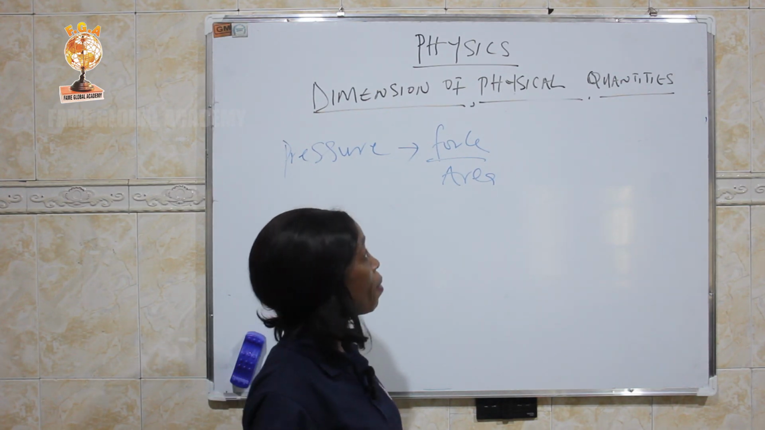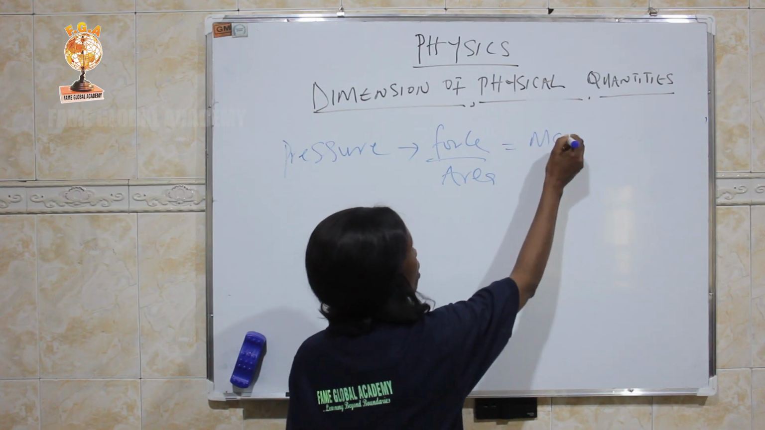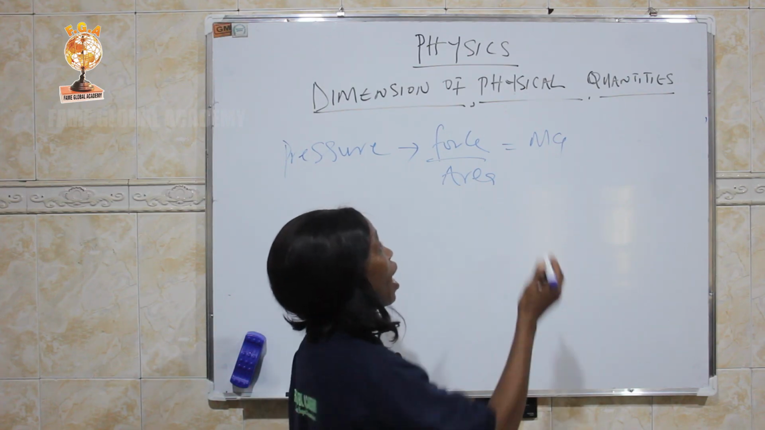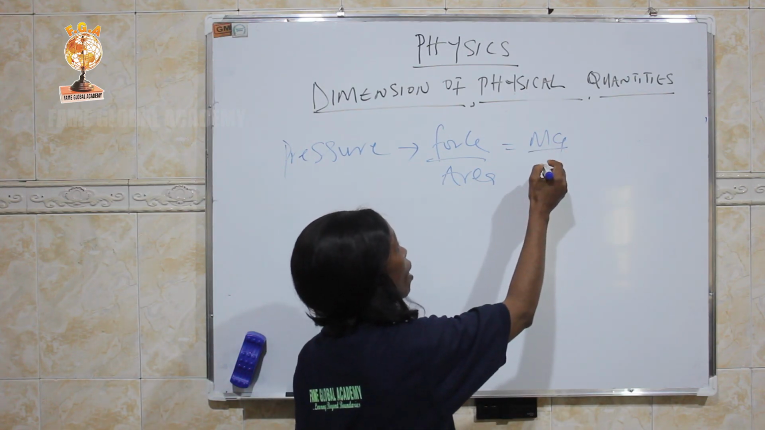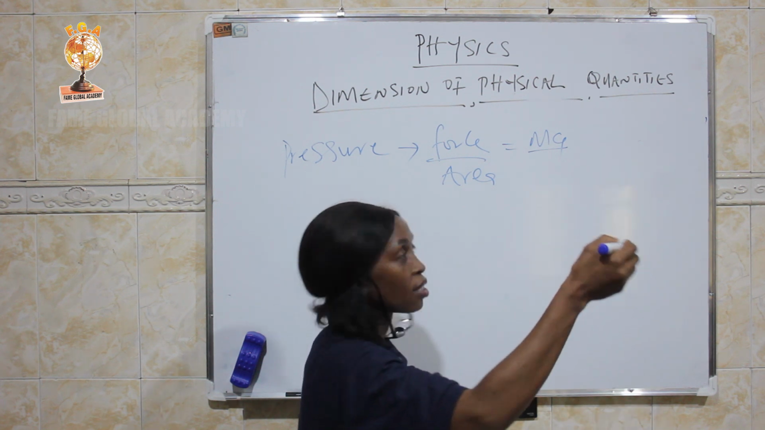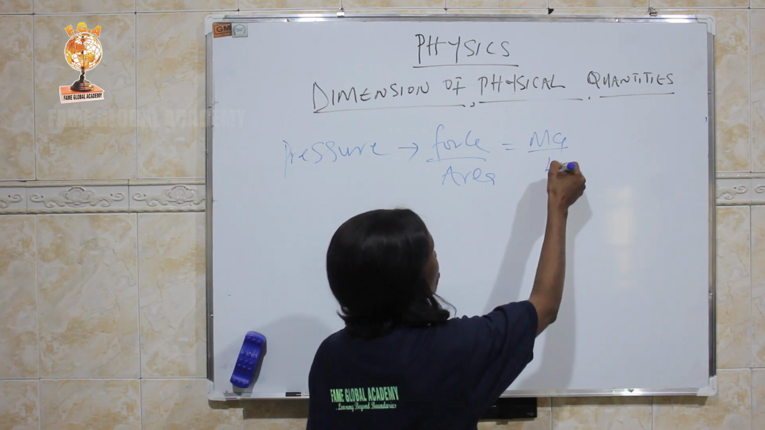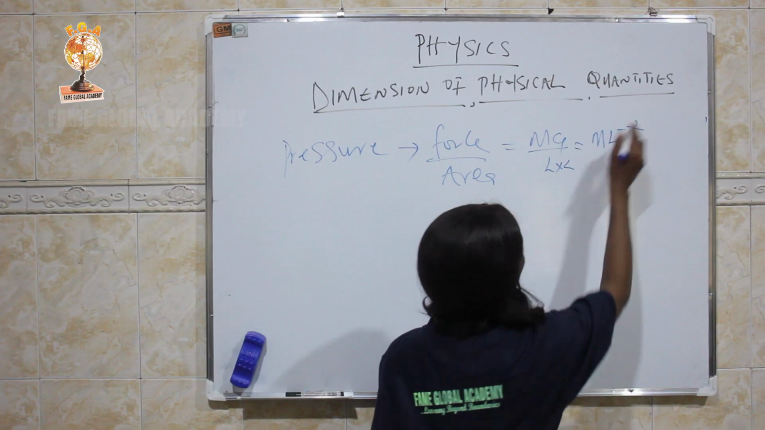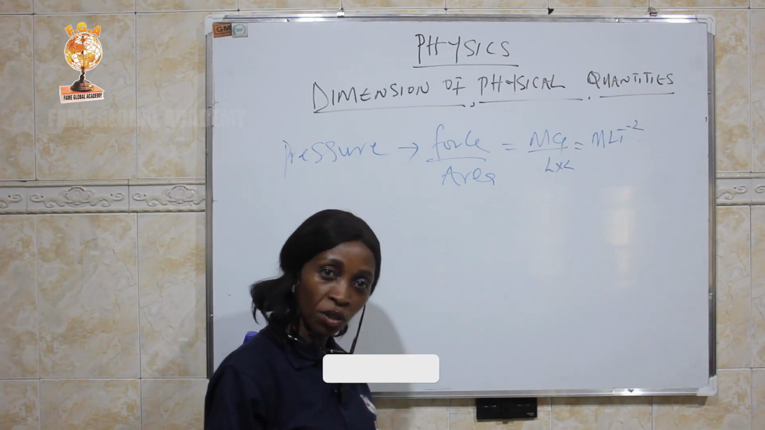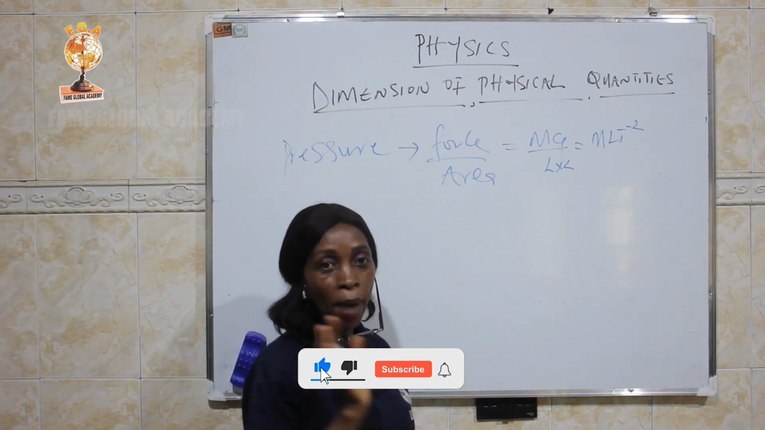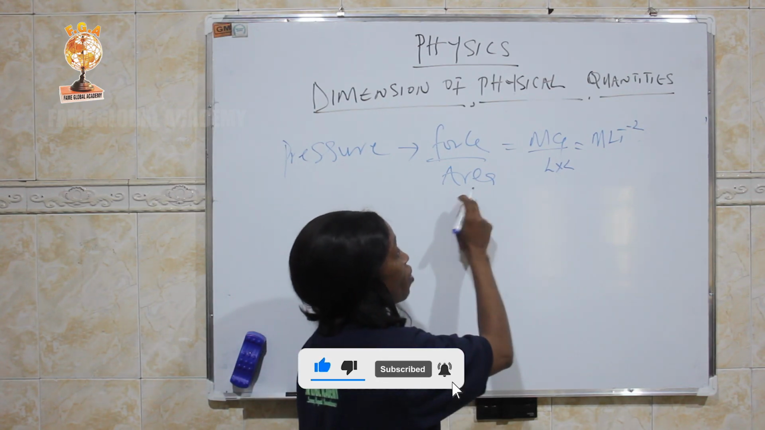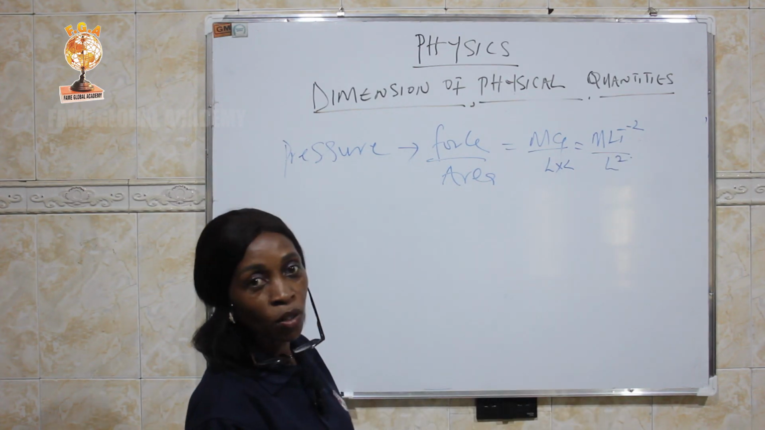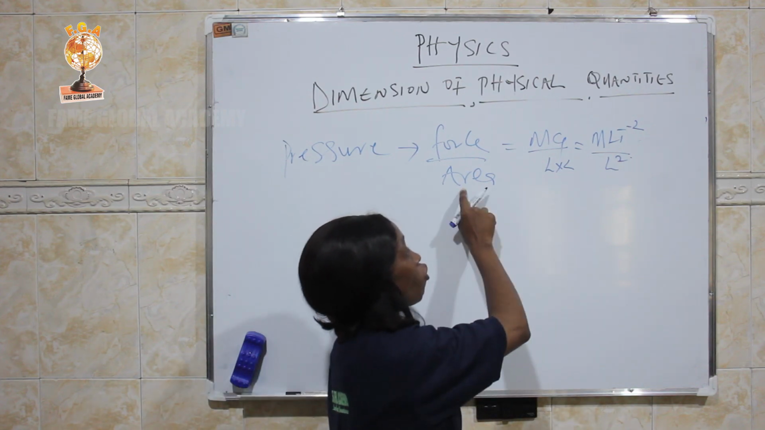Force over area. Remember, force is MA, which is mass times acceleration. And then area is length times length, so it becomes L times L. LT minus 2 is the dimension for acceleration. Then M is the dimension for mass. Now, L square is the dimension for area.